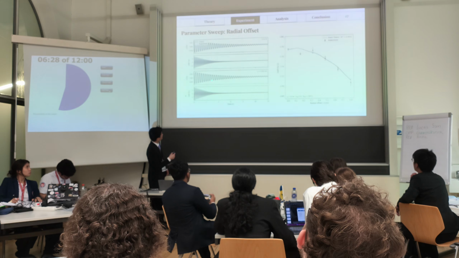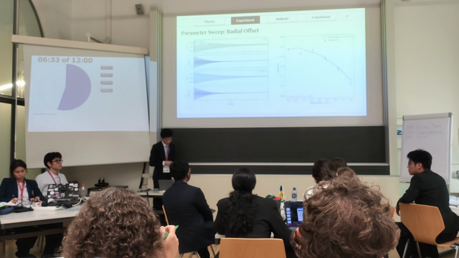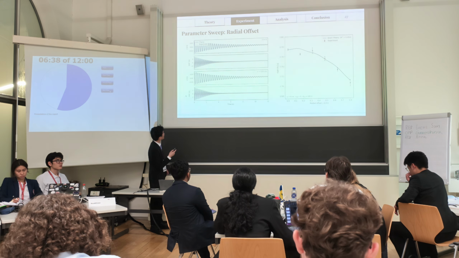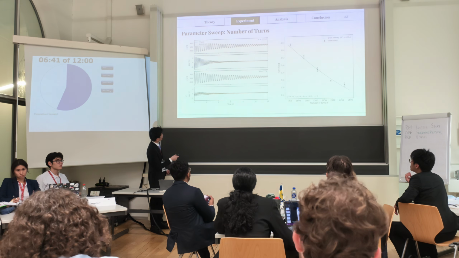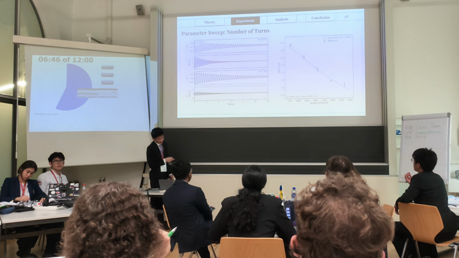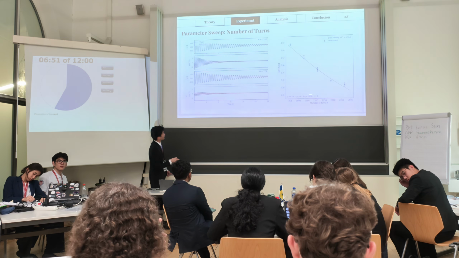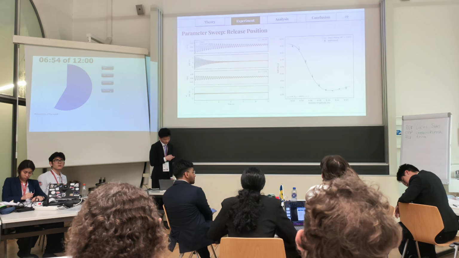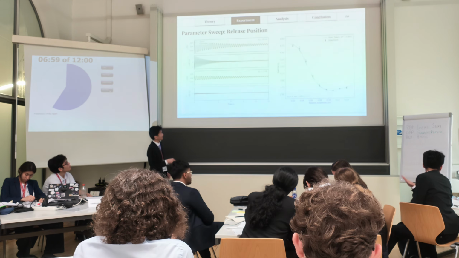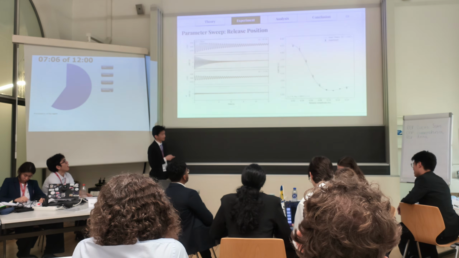For the radial offset, you can see it gives a very harmonic shape, and that's because the Bessel function is offsetting a lot. For the number of turns, they also varied it, and you can see good agreement. The number of turns only enters through the flux calculation, so it doesn't really affect the half-life that much. We also vary the release position, and this shows that the half-life is the same for equal amplitude.